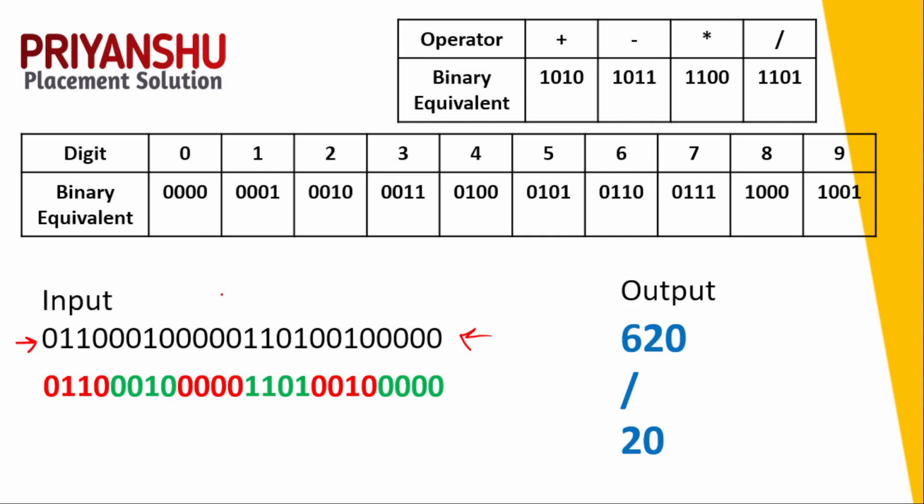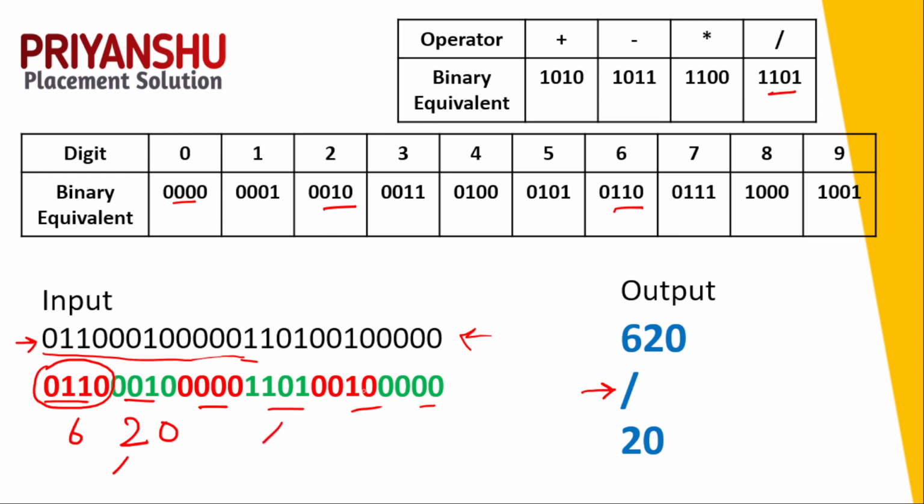Basically, what you need to do is split the given string into 4-4 pairs, like this. Then you need to convert these 4-bit groups to decimal numbers. The decimal of 0 1 1 0 is 6. Next we have 0 0 1 0, which is 2. Then we have 4 times 0, which is 0. Then we have 1 1 0 1, which means divide. So whenever you have an operator, you need to print the operator on the next line.